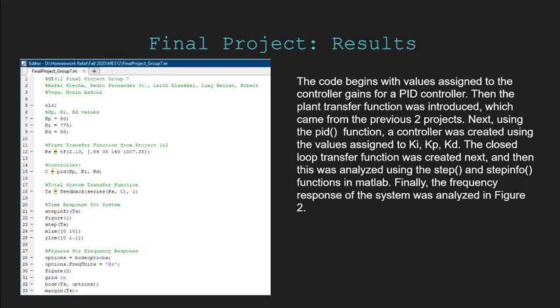So here we can see our code. We first started with values being assigned to the controller gains for a PID controller. So we needed 3 values, one for KP, KI, and KD. We chose 50, 775, and 50. Next, the plant transfer function was introduced, which came from the previous 2 projects when we did the math earlier. Next, using the PID function, we created a controller using the assigned values for KP, KI, and KD.